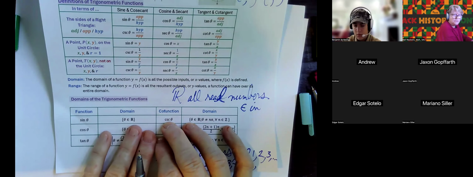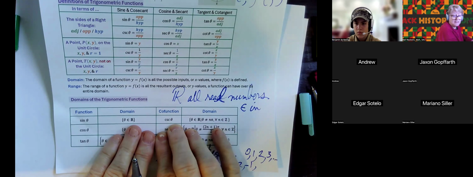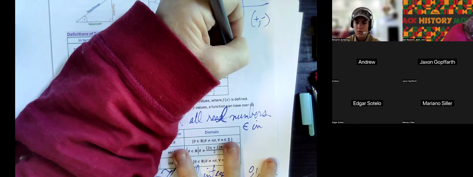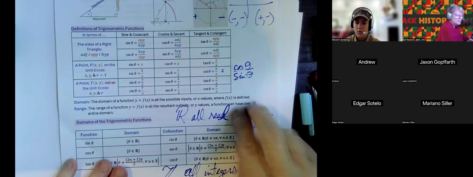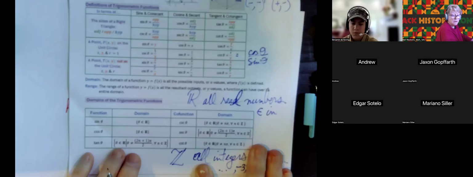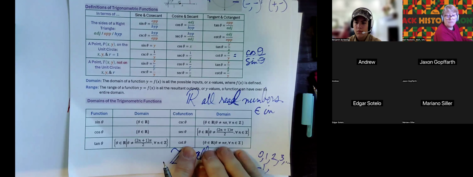Which other trig function can we think of as having sine in its denominator? Cotangent. Good, because let's go ahead and slap that up here. Cotangent can be thought of as cosine over sine. And having sine in the denominator means it also will have the same restrictions. So cotangent goes with cosecant for its restrictions.